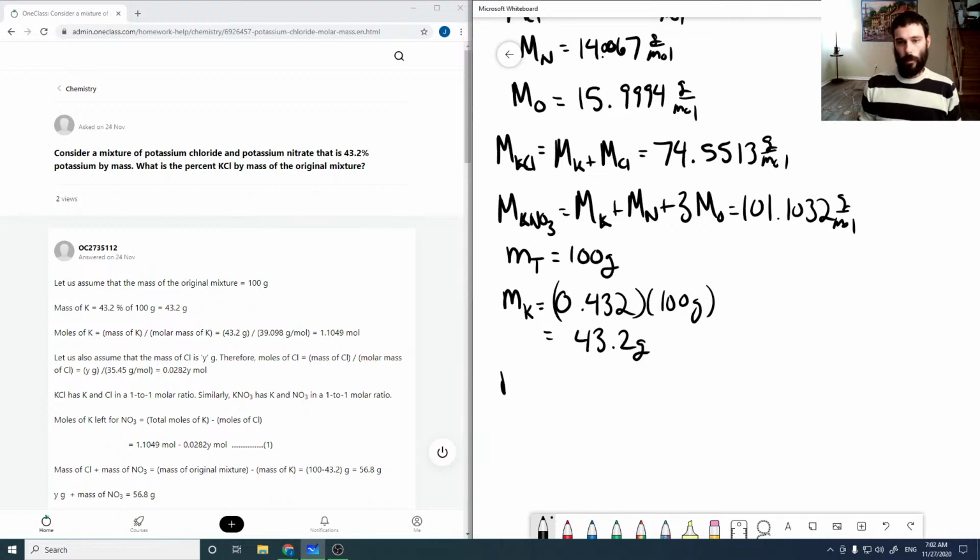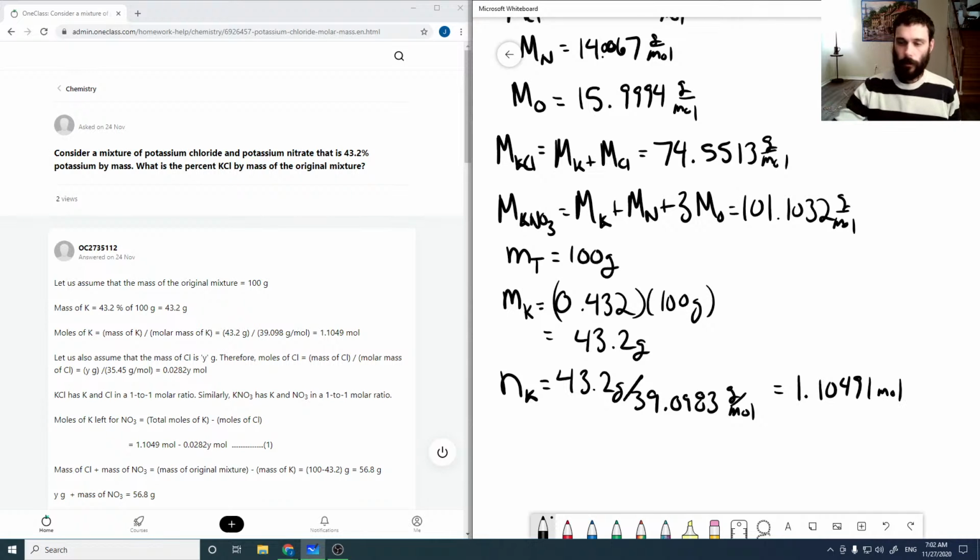That means that the moles of potassium are 43.2 grams over the molar mass of potassium, which is equal to 1.10491 moles, keeping an absurd amount of digits there.